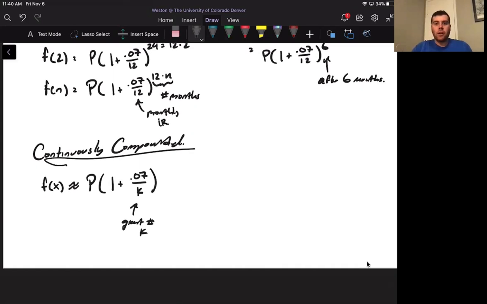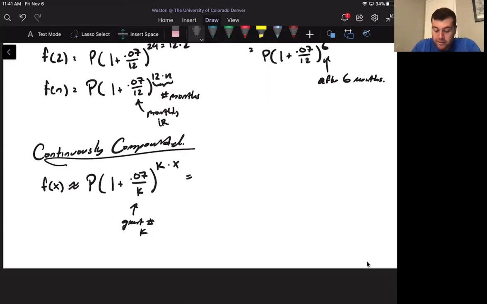So now we're thinking that we're compounding in super tiny intervals, really tiny intervals, like millisecond intervals, even smaller than that. So to fill up a whole year, we need a ton of them. Then we have to have k amount of those compounds in that year times then x, which is the amount of time that's passed.